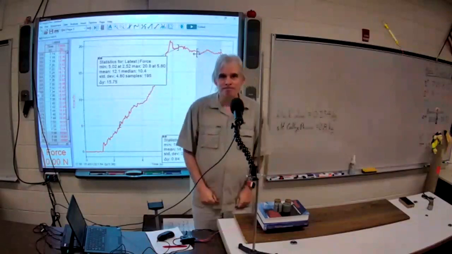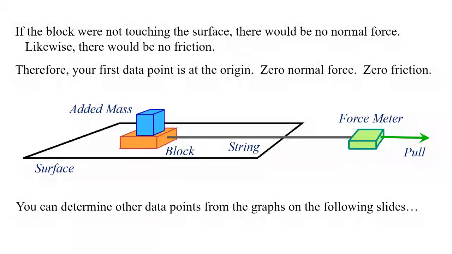Now we begin with the slides that show the results from each trial. If the block were not touching the surface, there would be no normal force, and likewise there would be no friction. Therefore, your first data point is at the origin. 0 normal force, 0 friction. You can determine other data points from the graphs on the following slides.